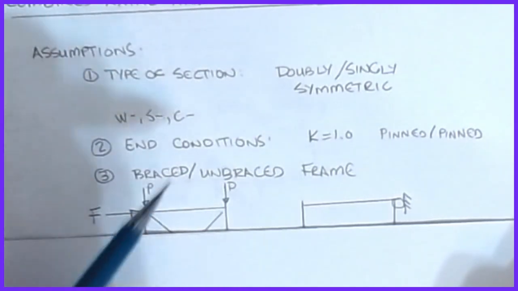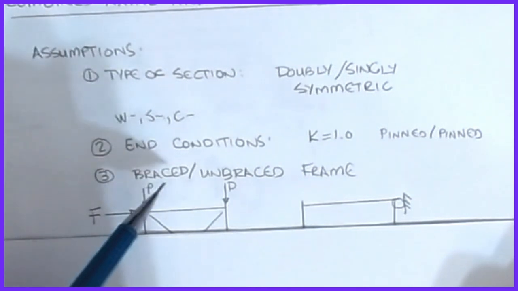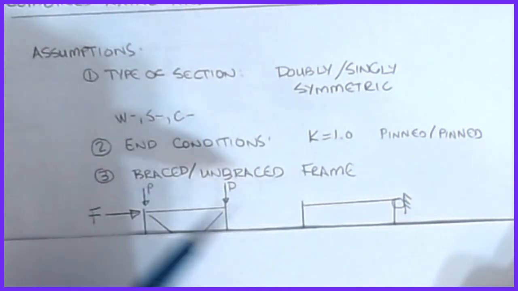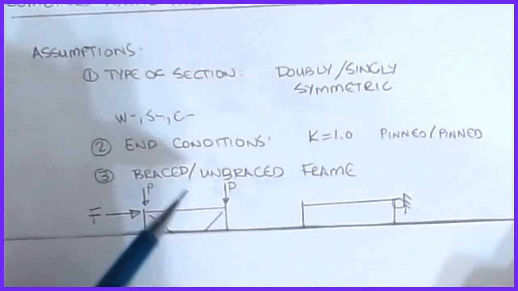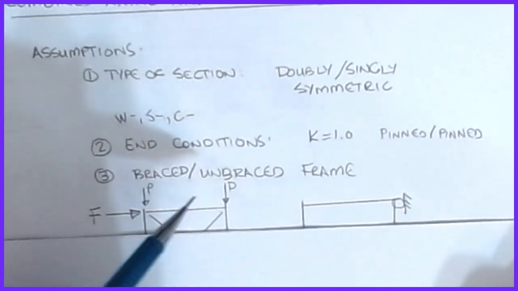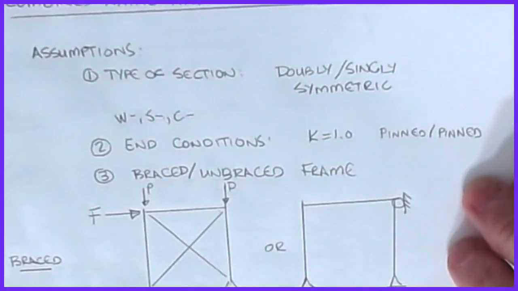Along those lines with the K factors, we'll be looking at what kind of frame we are dealing with. Is it a braced frame? Is it an unbraced frame? Depending on the answer to this, your calculations can become a whole lot more difficult. So let's refresh our memory on what a braced frame is.